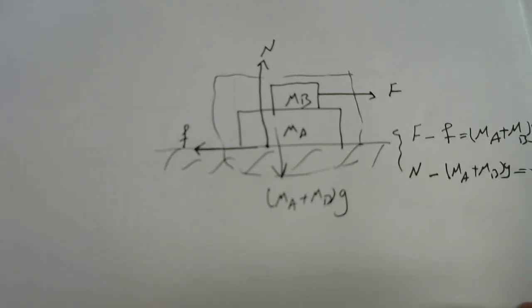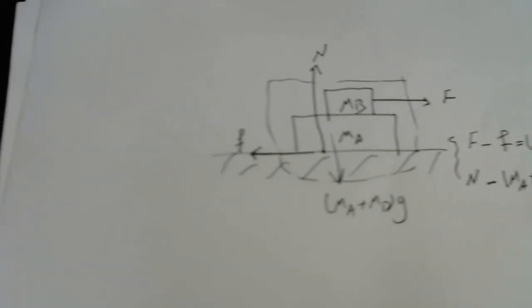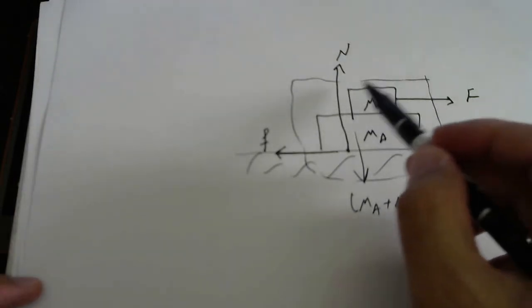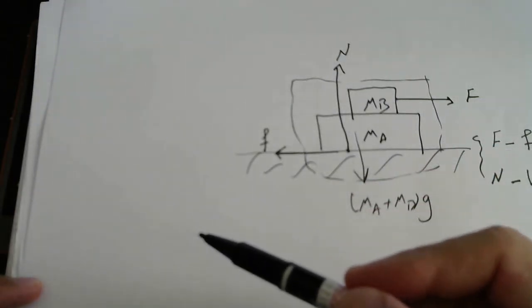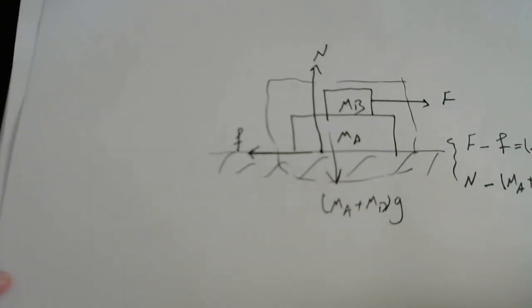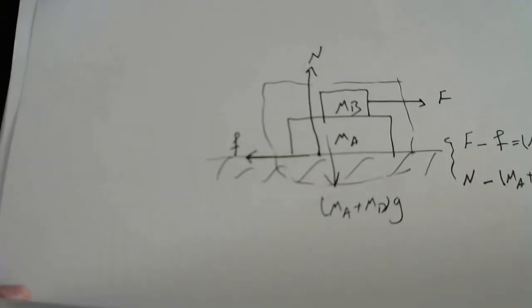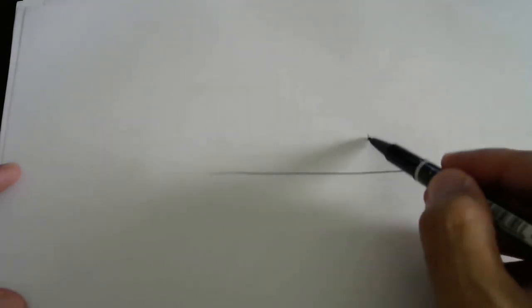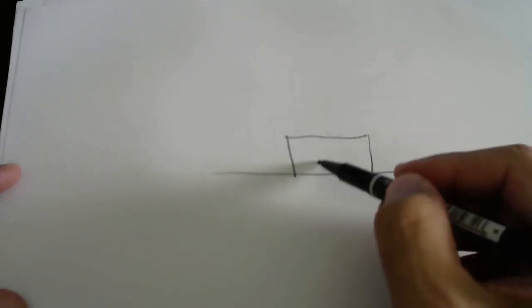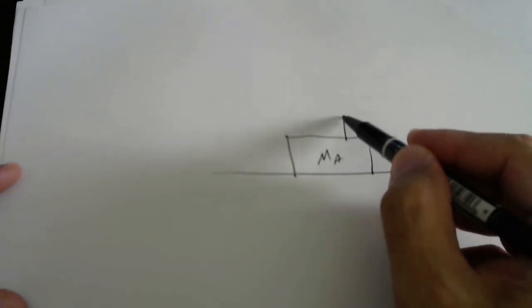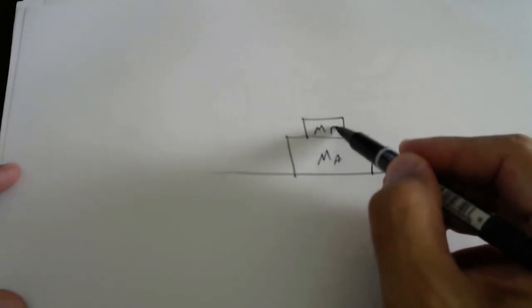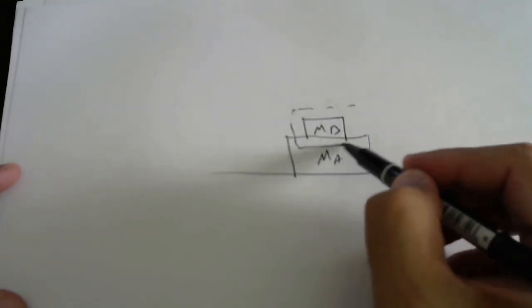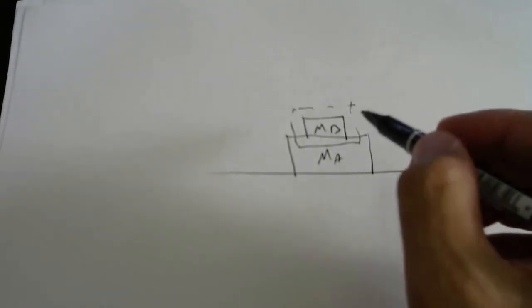Now this can also be considered with, let's say, the object on top as your system. The analysis would become a bit different in that case. So this is A, this is B, and this is the object. Now I consider this as the system.